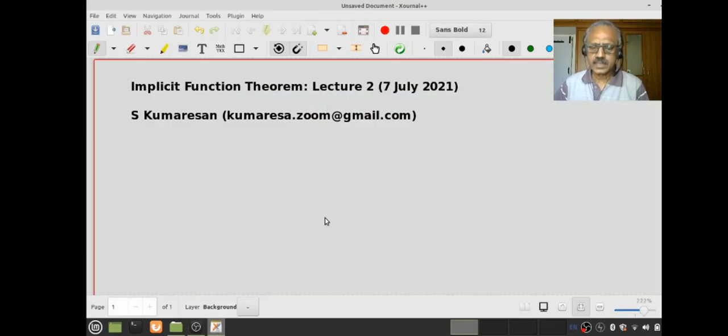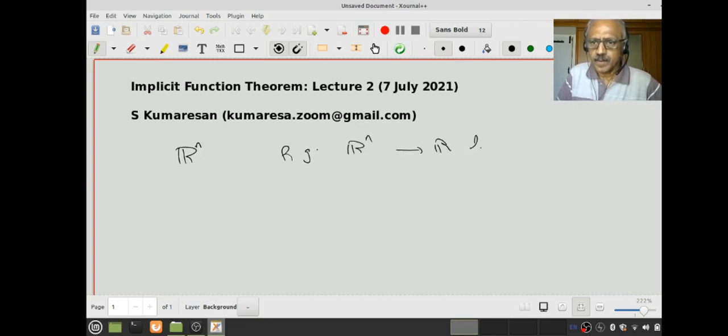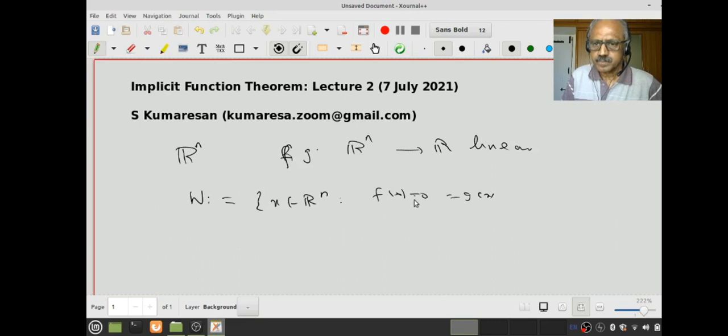So let us start. Okay. So suppose let us again take R^n, and suppose f and g are two linear maps from R^n to R. Then I can look at the set of x in R^n so that f(x) is 0, also g(x) is 0. So there are two constraints now, right?